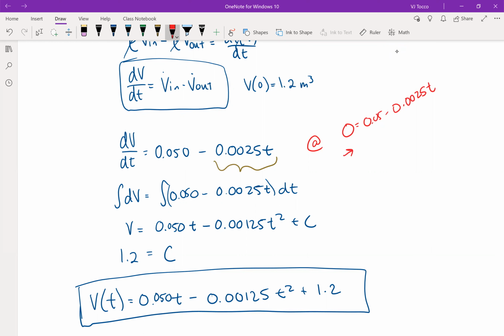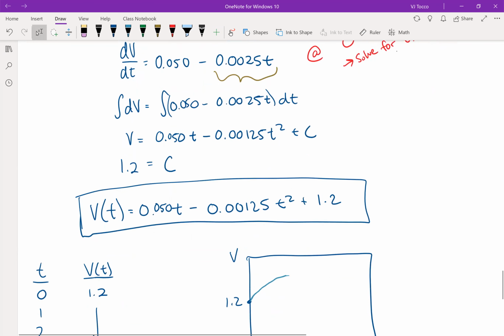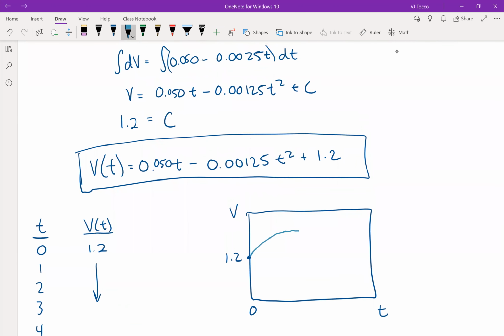So solve for t. It equals 20. So the point where the derivative is 0 is going to be the local maximum of my function. That is going to occur at 20 seconds. And then after that, my flow rate is going to start becoming negative again.